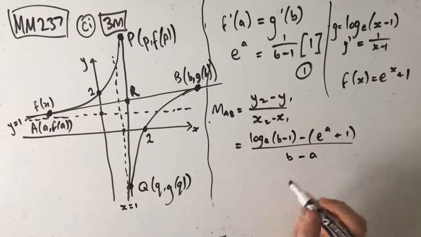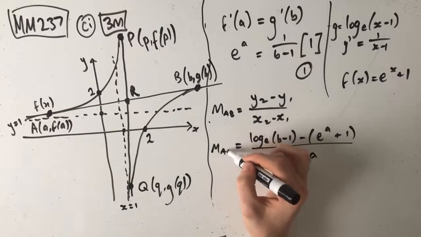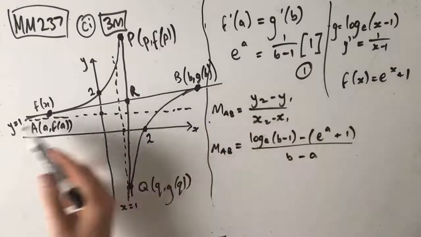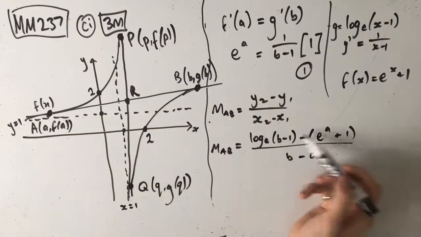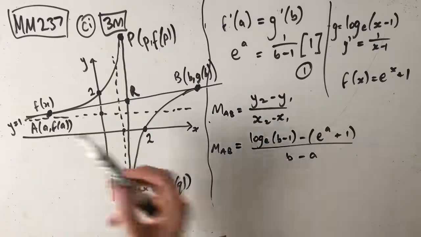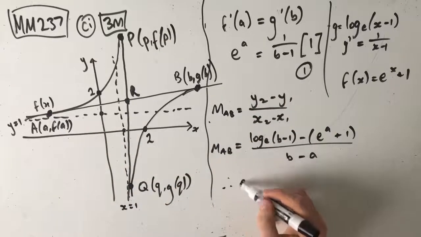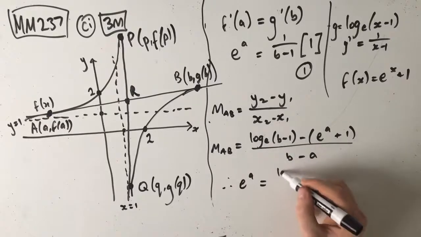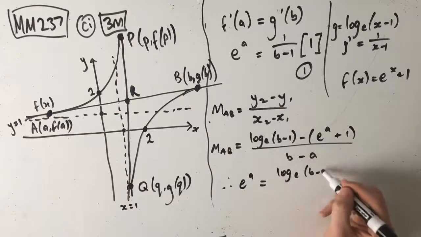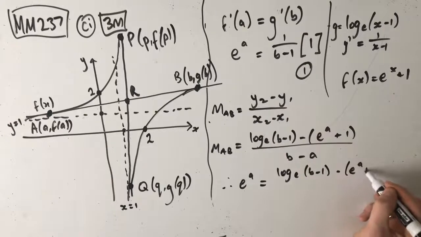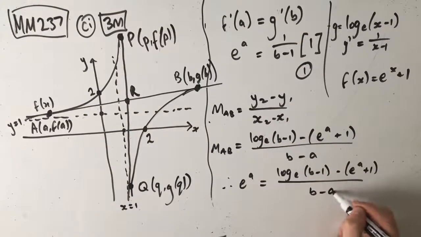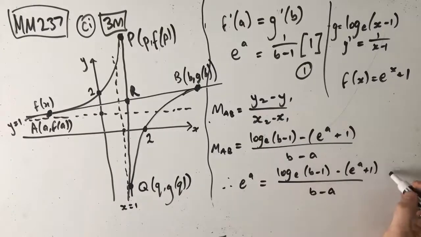Now, this is our gradient between these two points, which is the gradient of the tangent, which means that this is going to be the same as the gradient just at a, which is e to the power of a. So therefore, e to the power of a is equal to this: log e of b take 1 minus e to the a plus 1 over b minus a. This is our second equation. So this is our second simultaneous equation that we're going to need.